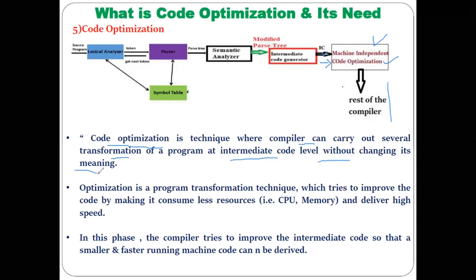So doing the changes in the program without affecting its meaning, that is called code optimization. Okay. Now that is the concept of code optimization: making the changes within a program, or doing the rearrangement of the code within a program, without affecting the final output of the program. That is called code optimization.